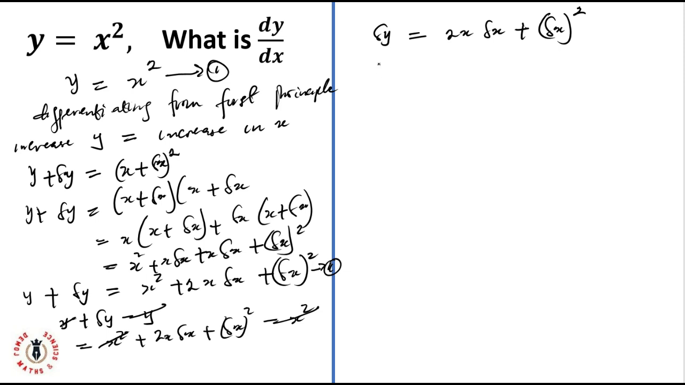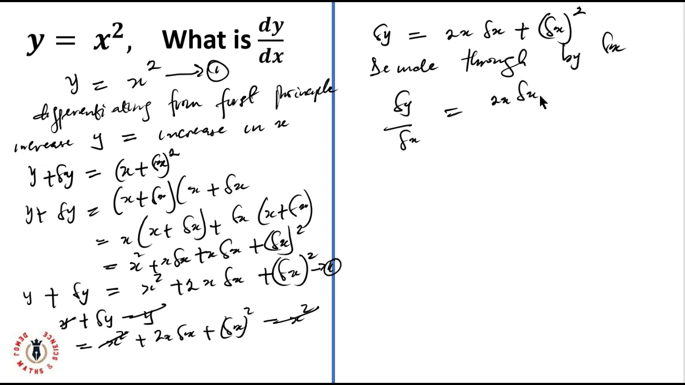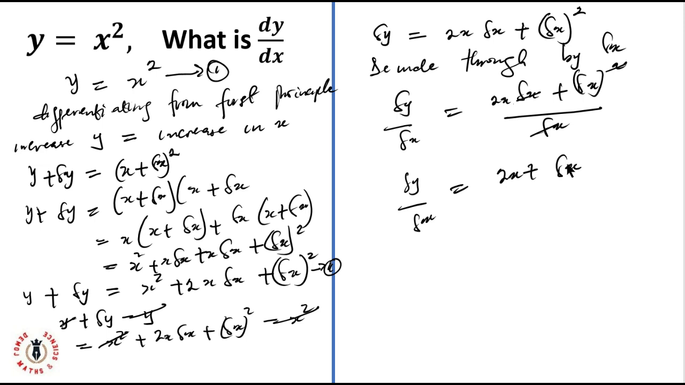First principle tells us that at this stage, I'm going to divide through by delta x. So that delta y over delta x is the same thing as 2x delta x plus delta x all squared divided by delta x. This cancels this. So that delta y over delta x is the same thing as 2x. This cancels one of delta x also, so that is plus delta x.